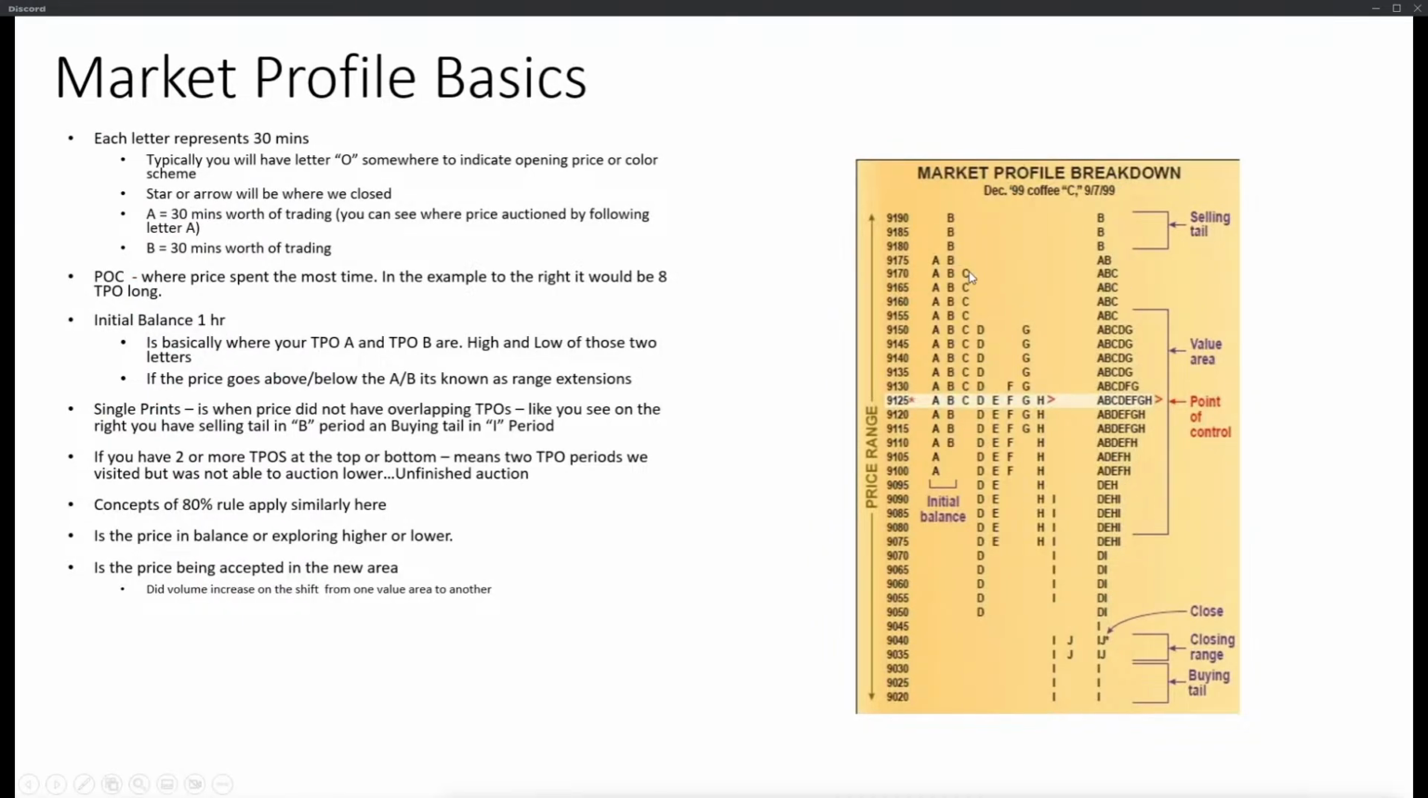You don't have to have letters on it. You can extend it to be boxes. You can extend it to be literally identical to volume profile. The difference is that one tells you how much time you spent, and one tells you how much volume you've spent at a level.